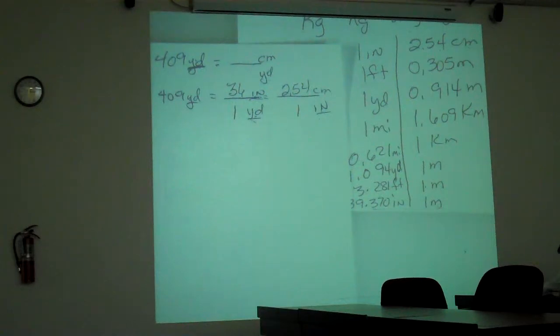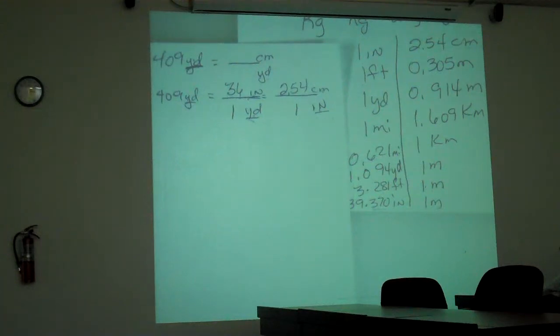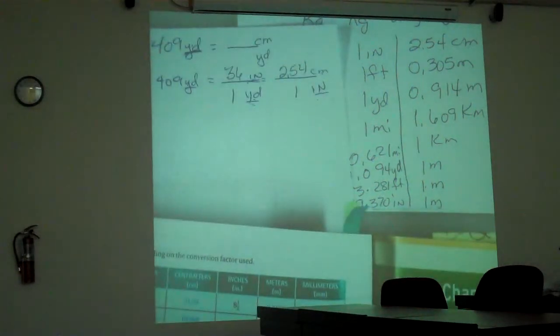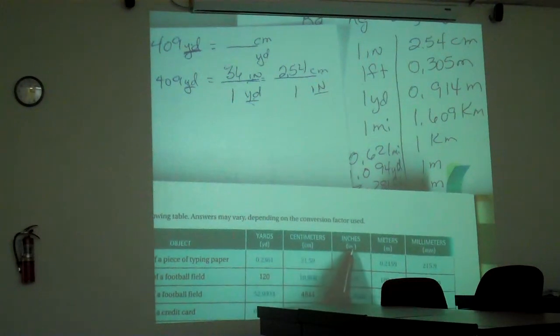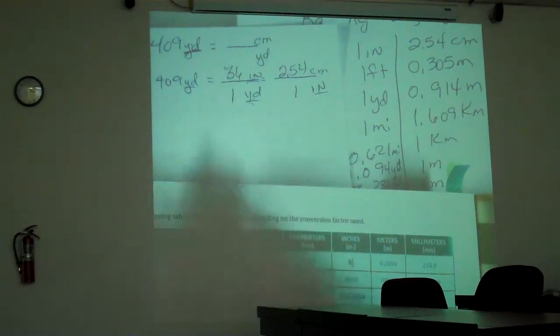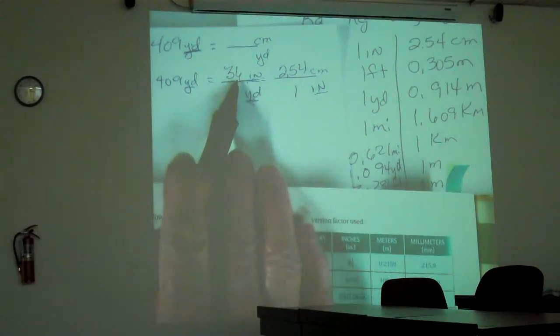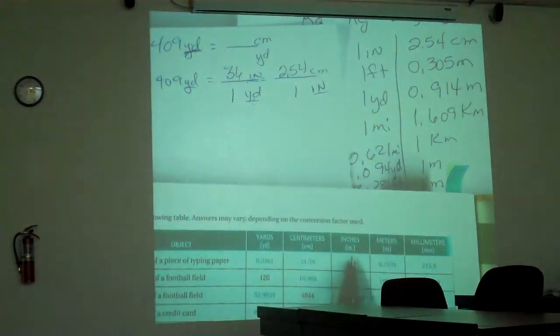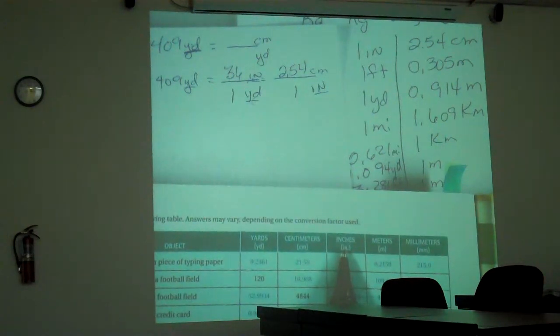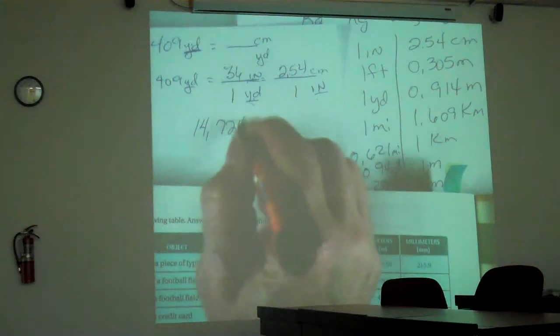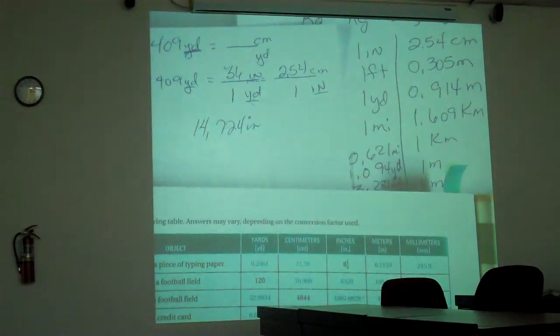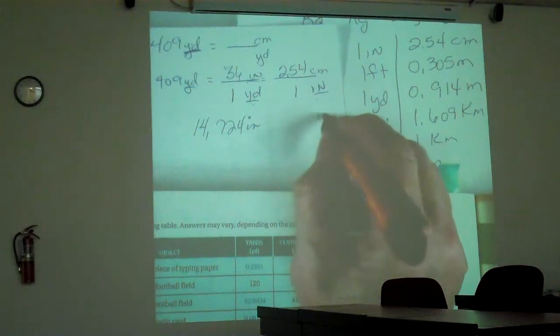You know what? The next column is inches. If you look at this, we went from yards straight to centimeters. We could do this column first. Just do this times this and find out the inches. That way you could have this column already done. 36 times 409 is 14,724 inches. And then times 2.54 will give you centimeters.